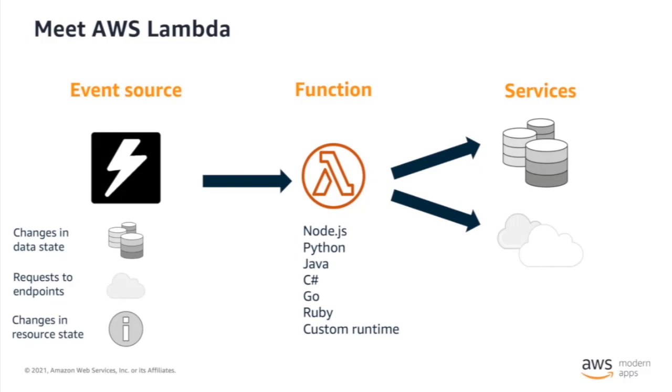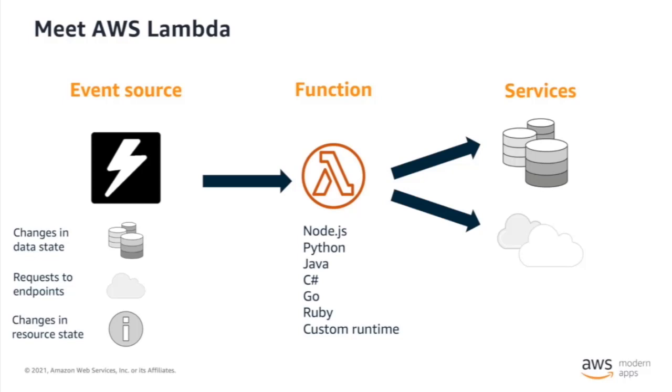Now, your Lambda function doesn't just sit in a vacuum. It typically forms part of a serverless application and is comprised of 2 or 3 different components. There's the event source, and this is the event that invokes your Lambda function and tells it to start running the custom code that you've uploaded to it. And this event can be a number of different things, from a change in database state, a direct request from an HTTP endpoint, or a change in resource state from any number of integrated AWS services.